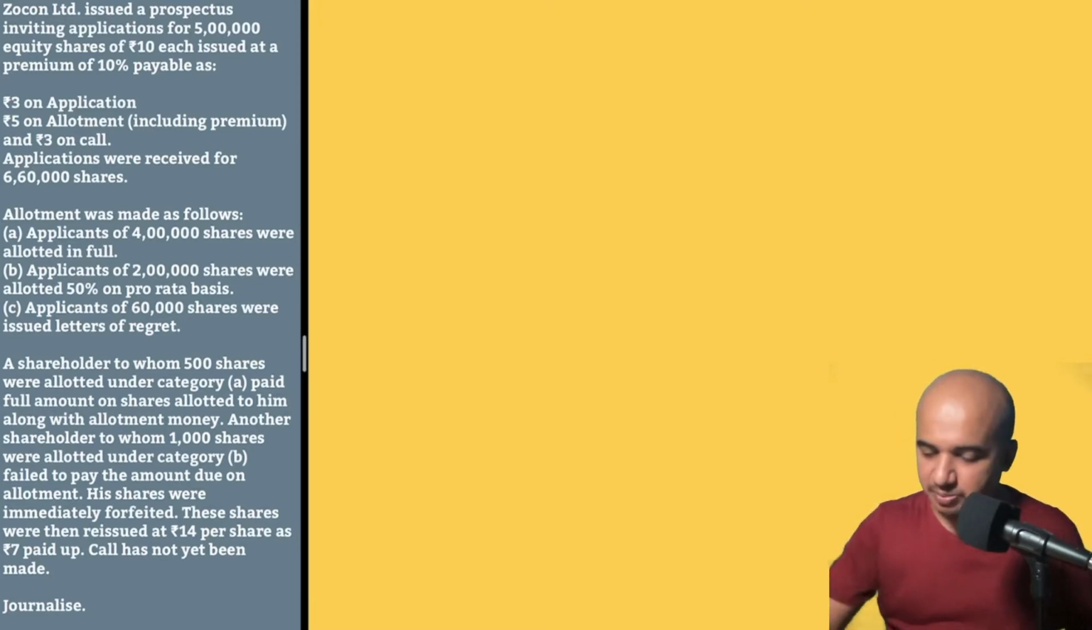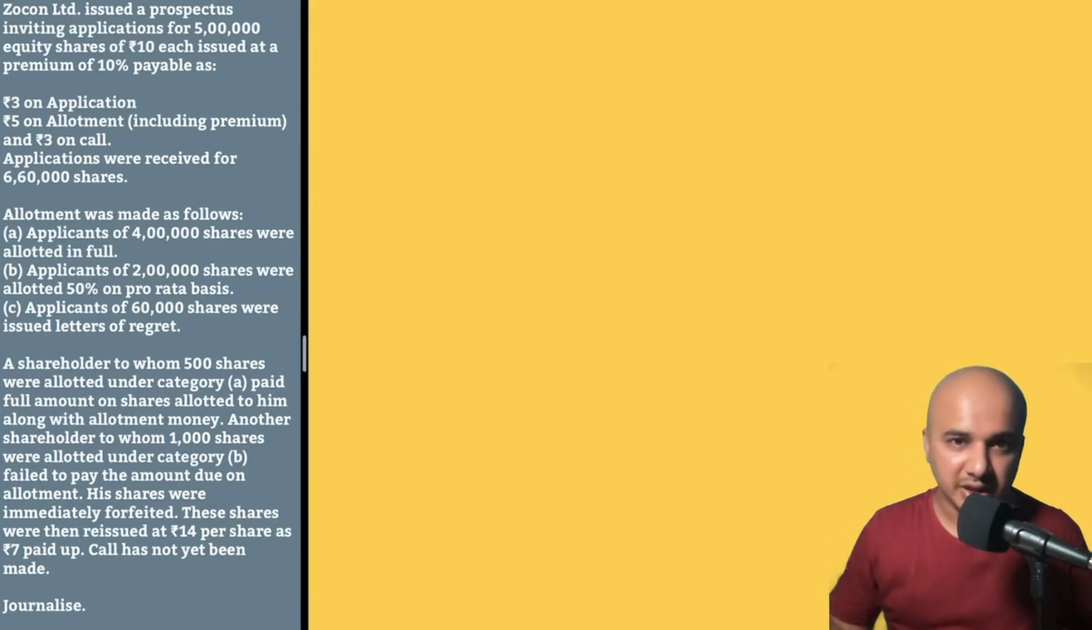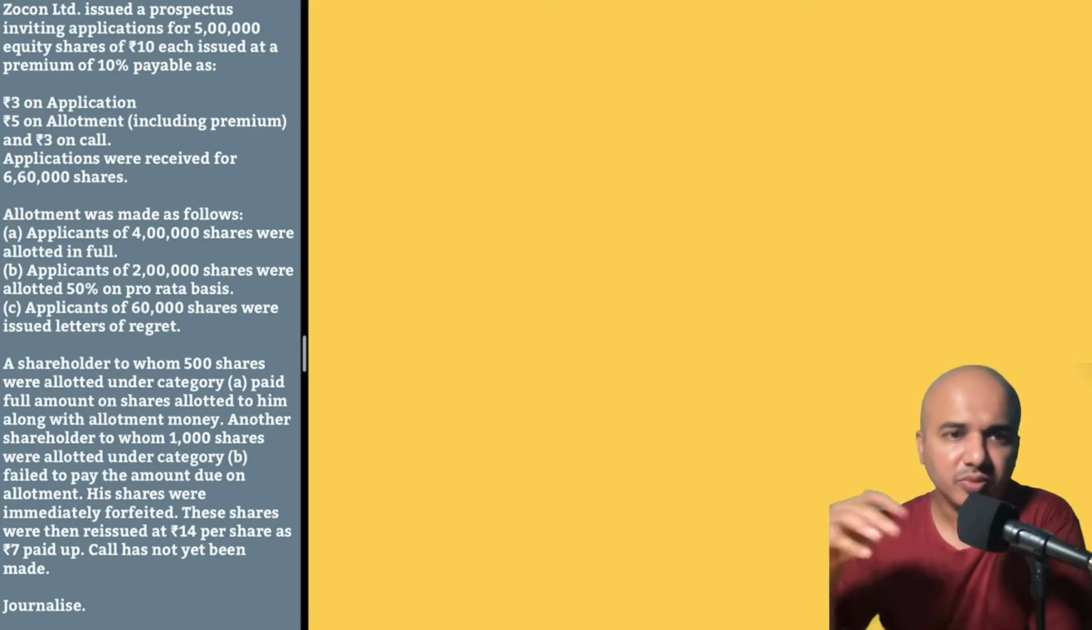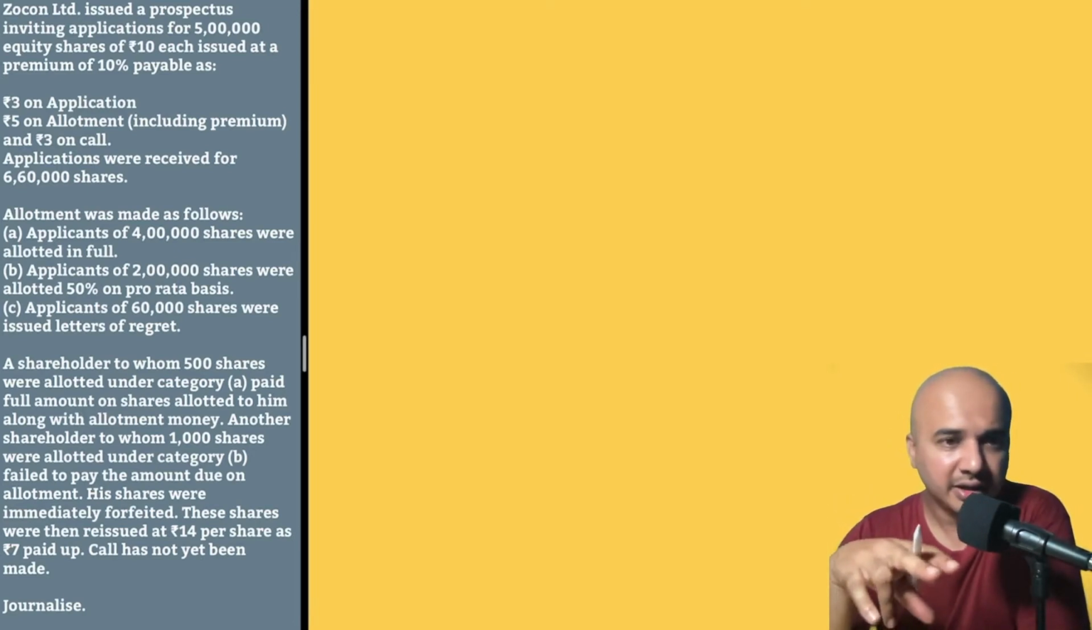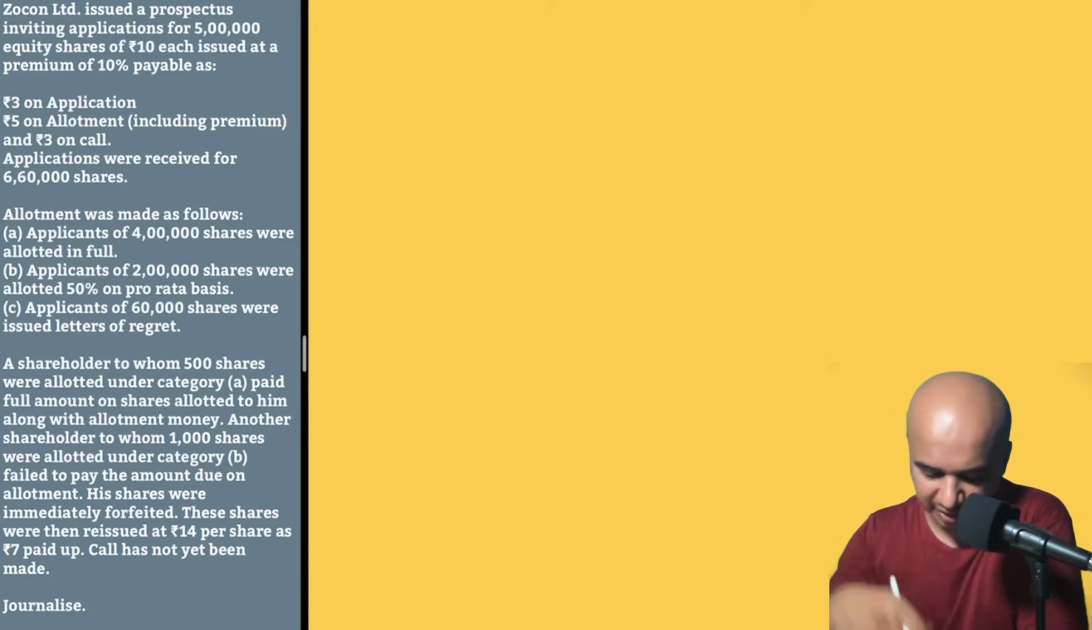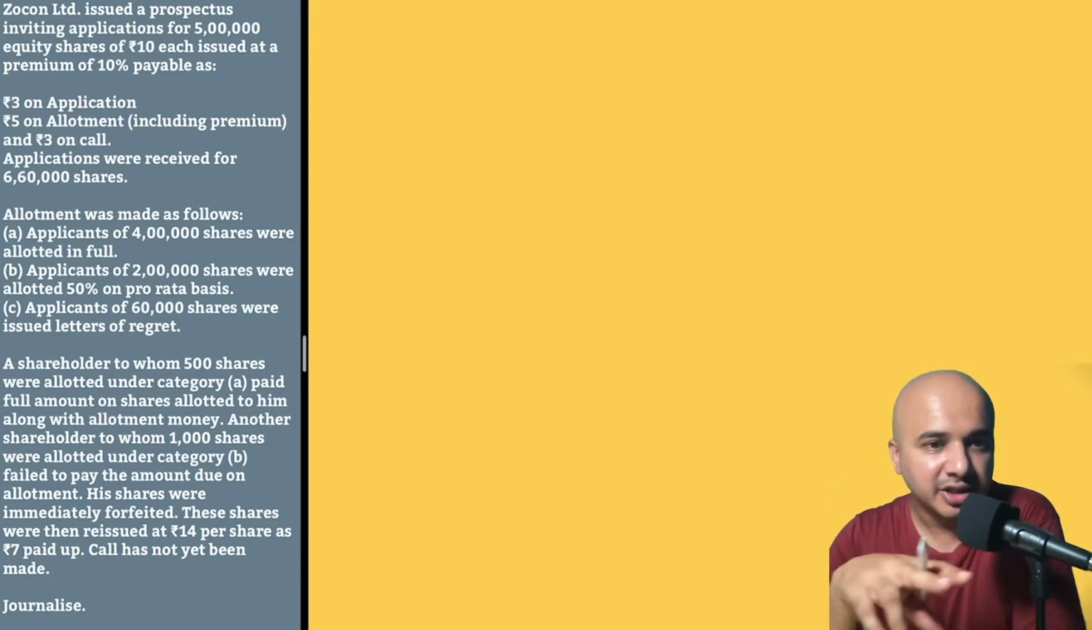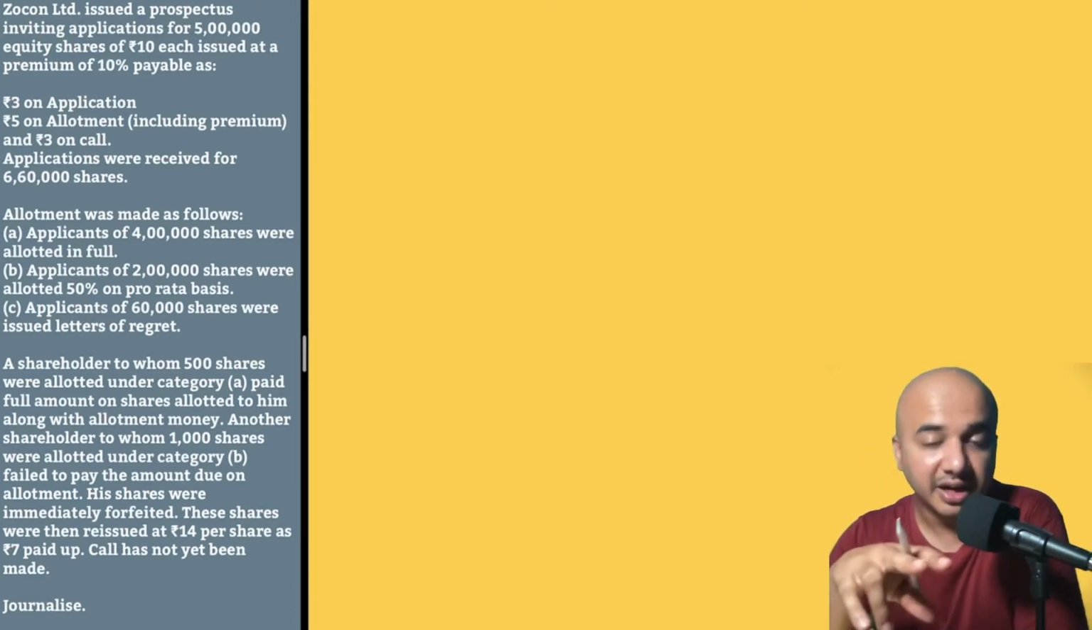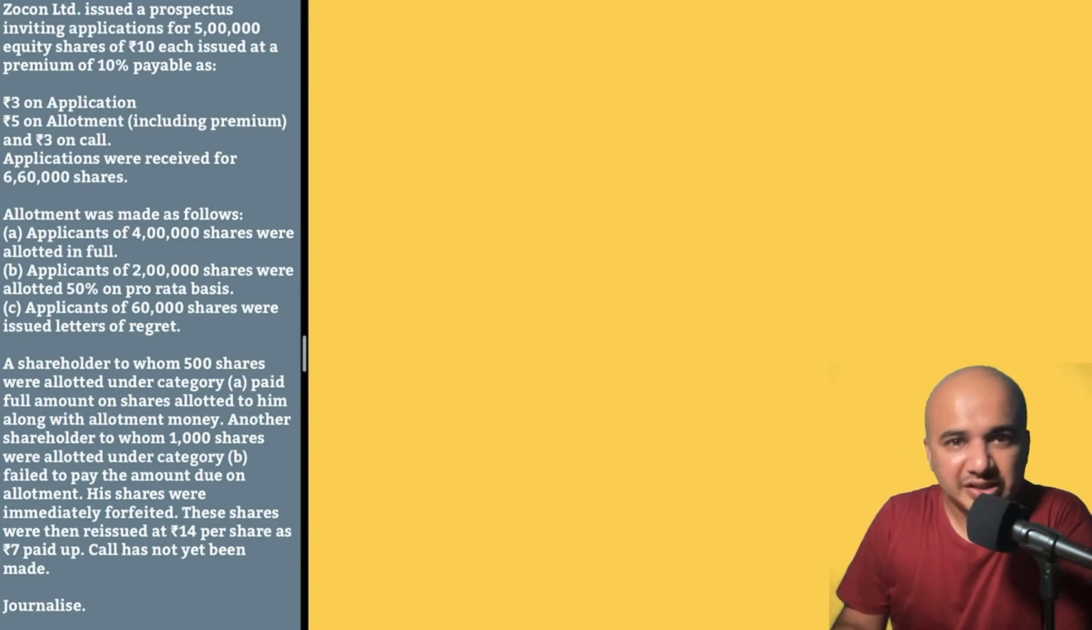Now, in this part, what we will be doing is we will be dealing with the rest of the transactions and the adjustments which are there in the last part of the question, that is a shareholder to whom 500 shares, etc., that relates to this allotment stage or the second installment stage. The first thing which we need to do when it comes to allotment is to pass the due entry.